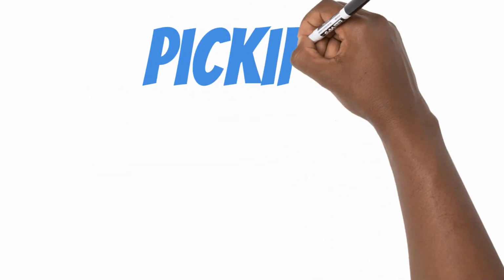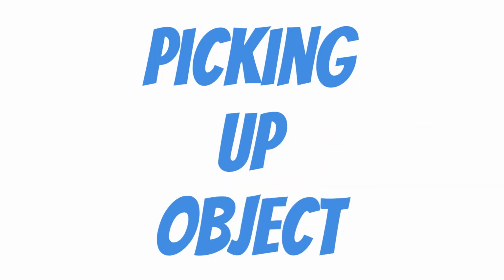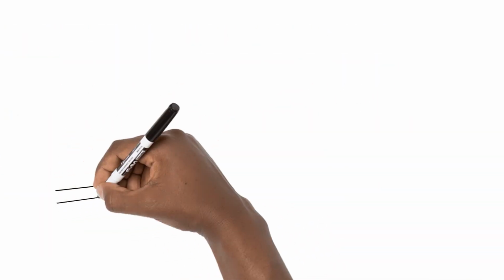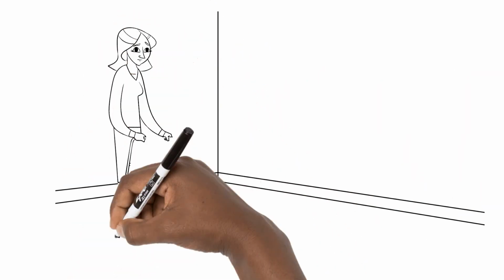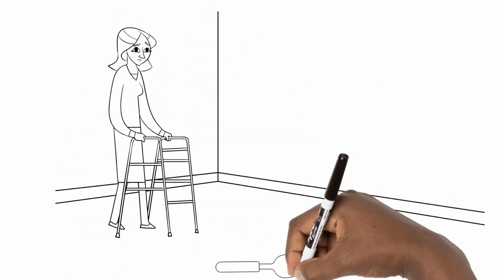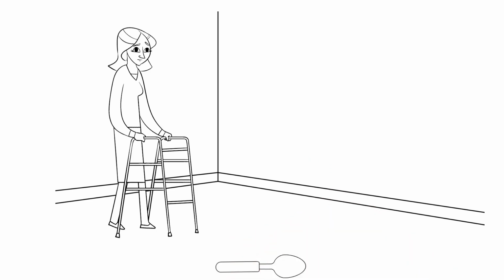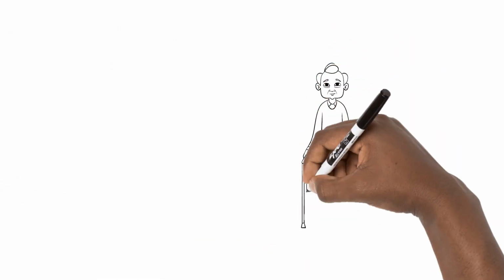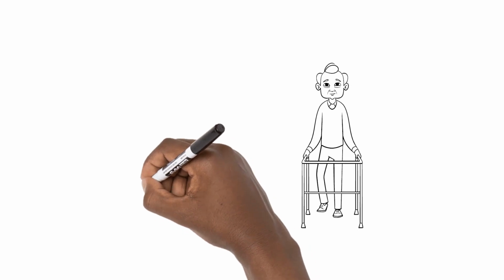Picking up an object. The ability to bend or stoop from a standing position to pick up a small object, such as a spoon, from the floor. This definition pertains to the resident's ability to perform a specific task related to picking up small objects from the floor while standing. It's essential to assess this capability to understand their mobility and dexterity in daily activities.